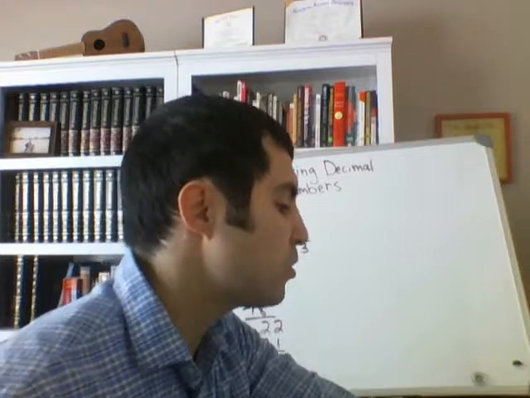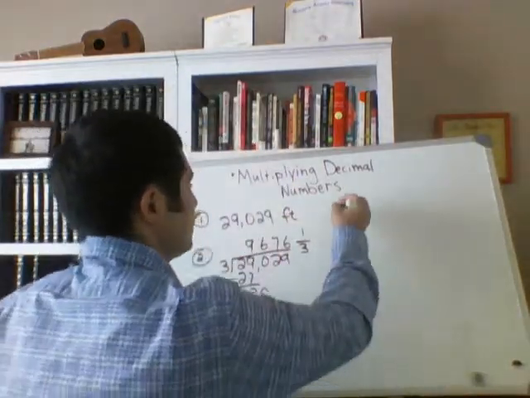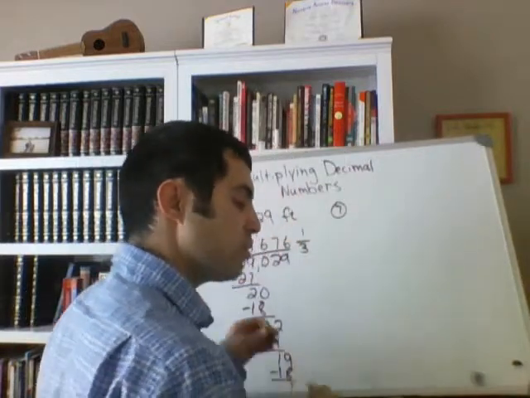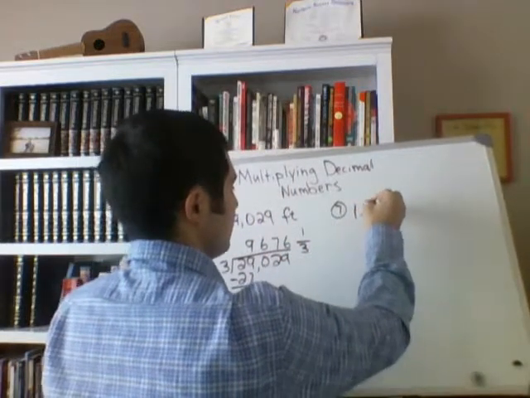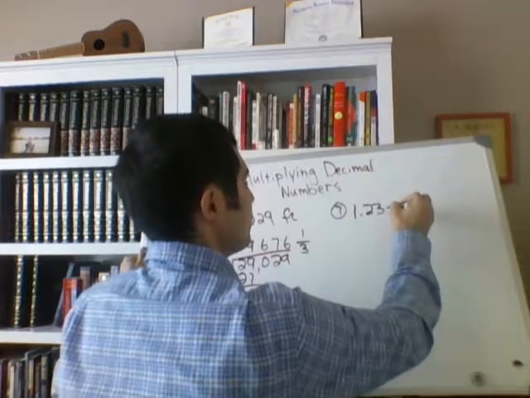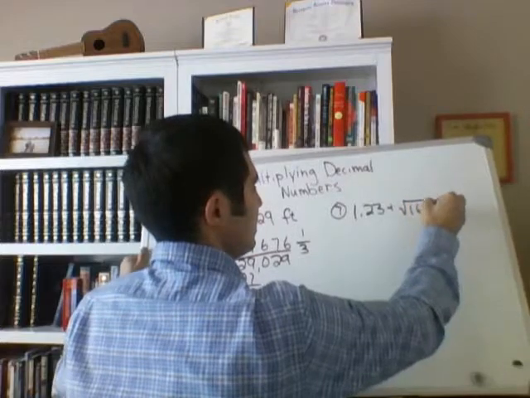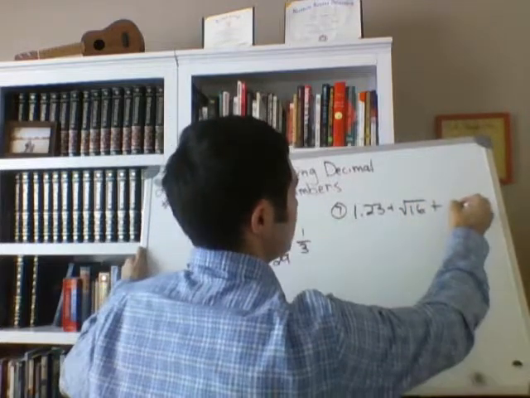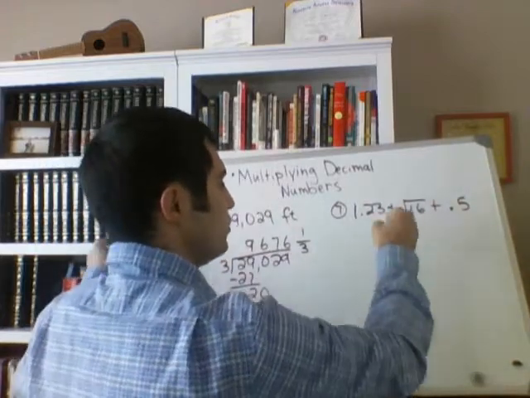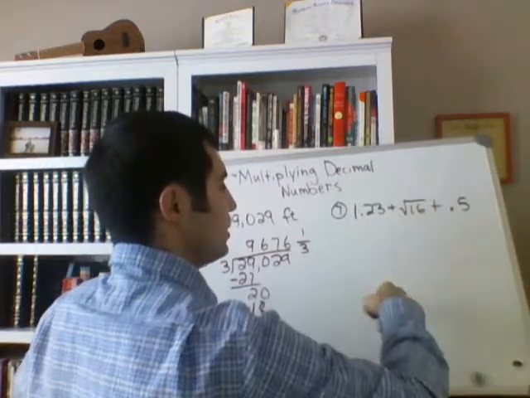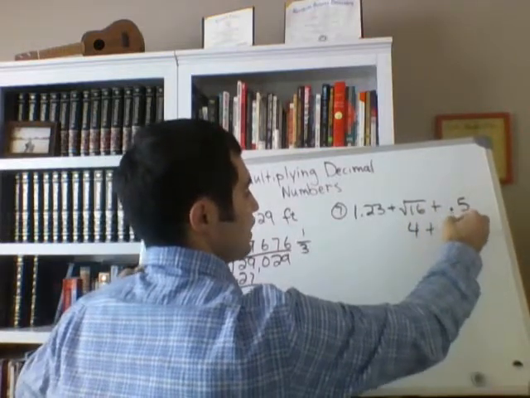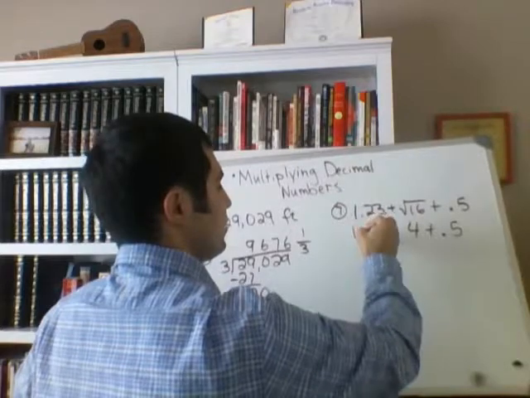Alright, let's do a couple more problems. Number 7. I think number 7 looks interesting. You're going to take 1.23. You're going to add that to the square root of 16. And you're going to add that to 0.5. So there's a lot going on here. First thing you need to do is realize that the square root of 16 is 4. Once you realize that, calculate that number, you bring everything down.